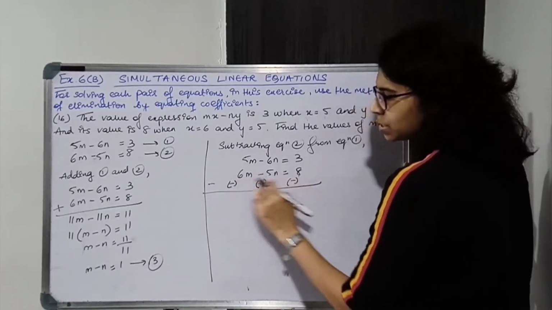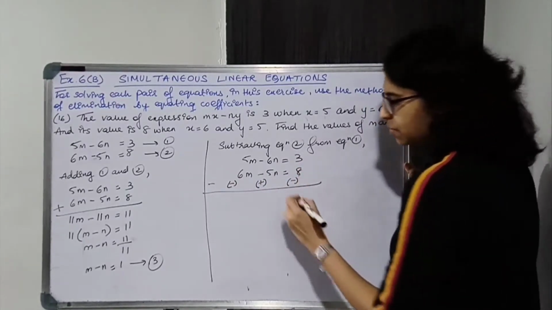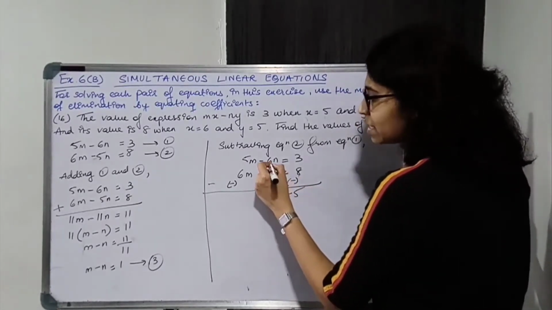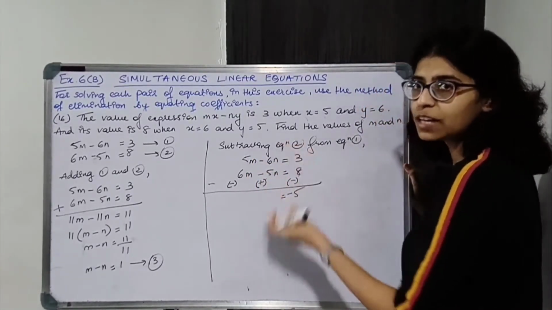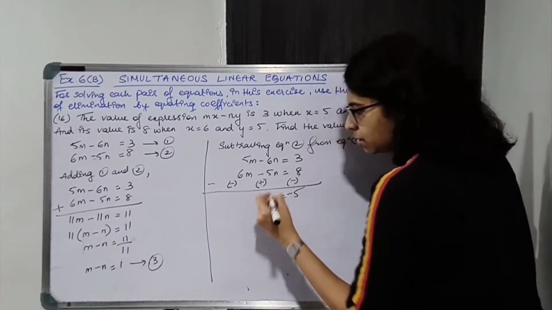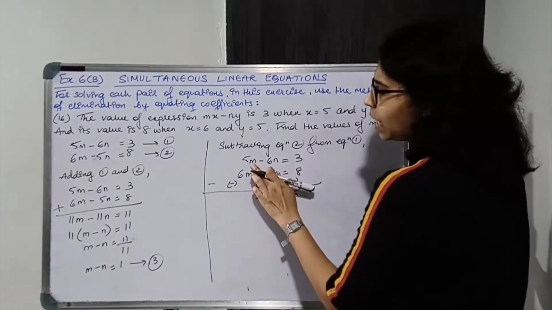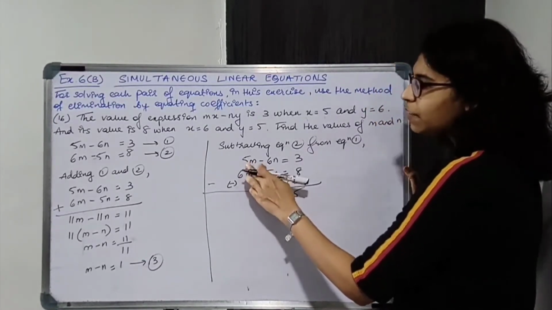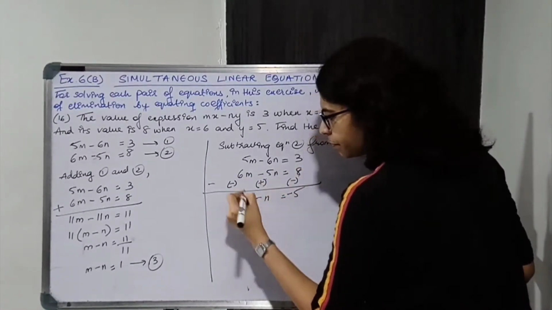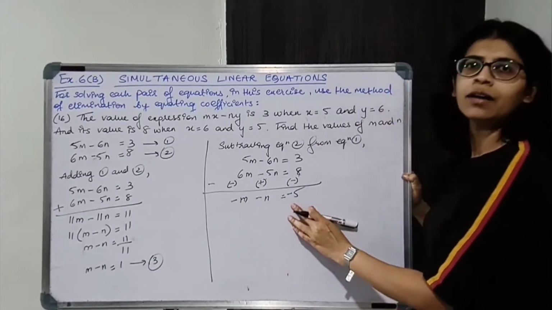So ये equation में signs change हो जाएगा. Okay. 3 minus 8 gives minus 5. Okay. Minus 6n plus 5n, that is 5 minus 6 क्या होता है? Minus 1. So minus n. Okay. Or you can write minus 1n, does not matter. 5m minus 6m, that will give minus m. Okay. So all the terms here are negative.